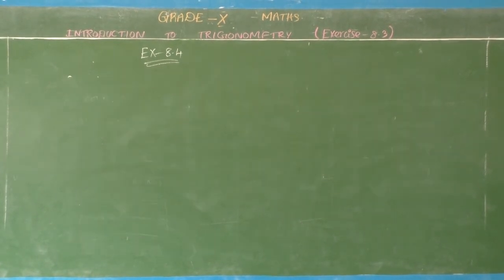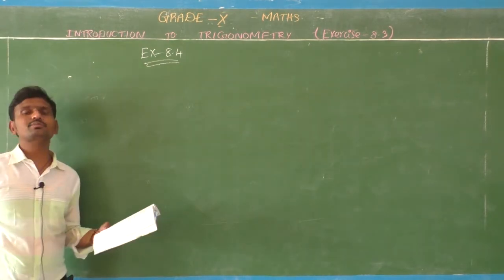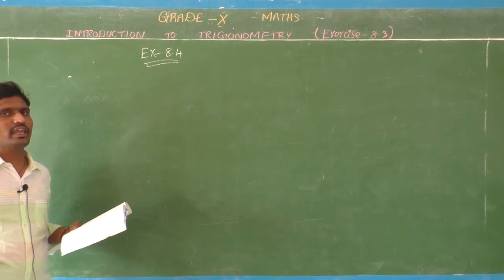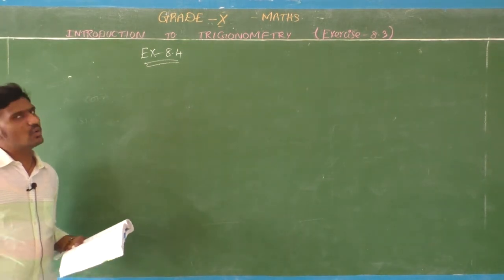Okay, students, the next question, number 4. Choose the correct option. Justify your choice. Students, the third question we'll see later. Now coming to the fourth question. It's a 1 mark question.